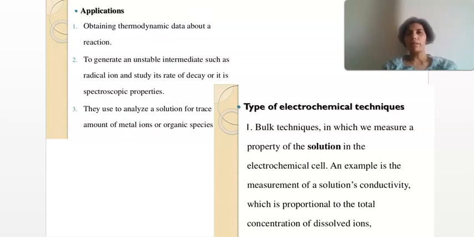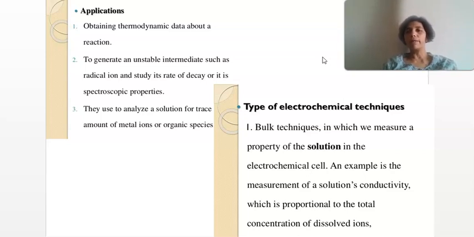The applications are obtaining thermodynamic data for a reaction, generating an unstable intermediate such as a radical ion, and analyzing a solution for trace amounts of metal ions or organic species. Now, by generating an unstable intermediate and a radical, we can study the kinetics also during these reactions. Let's understand how. First of all, let's go for the bulk techniques which are available.